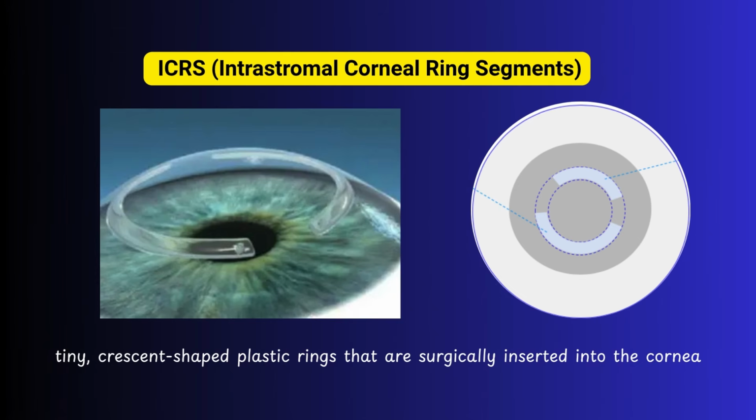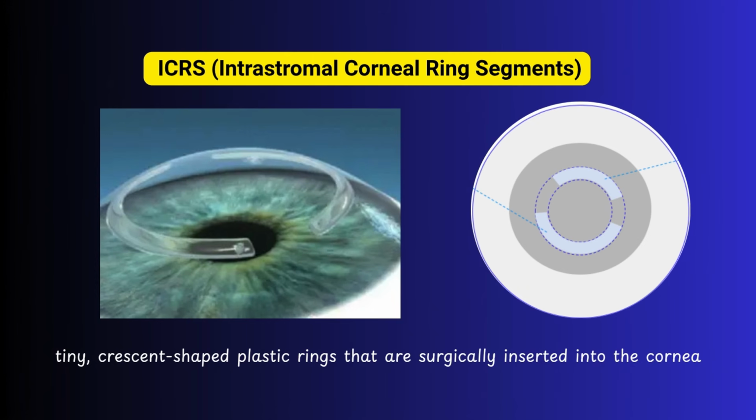So basically, you create a tunnel in the mid-peripheral area of the stroma. Either you do it manually or you use a femtosecond laser. And then you insert one or two of these rigid segments into those tunnels. No sutures are needed. The segments will stay in place on their own.